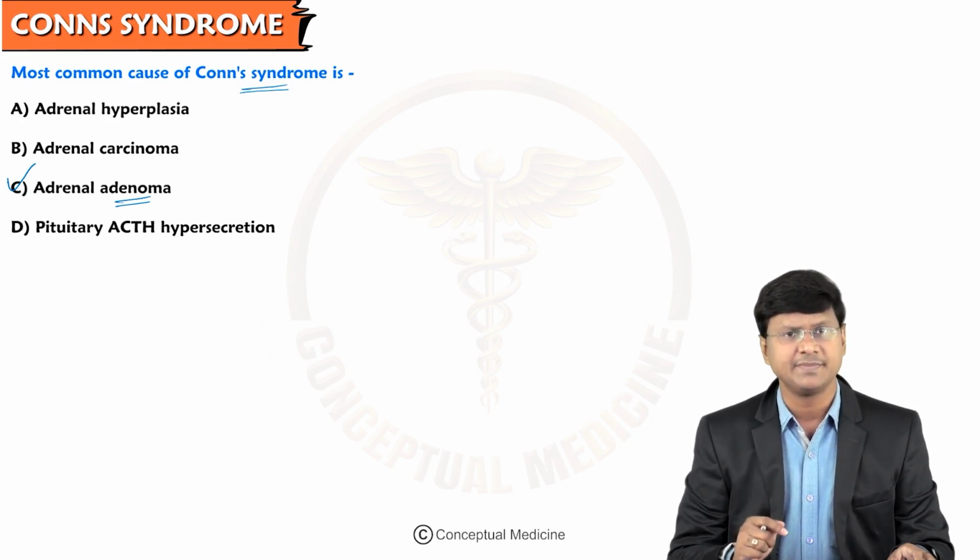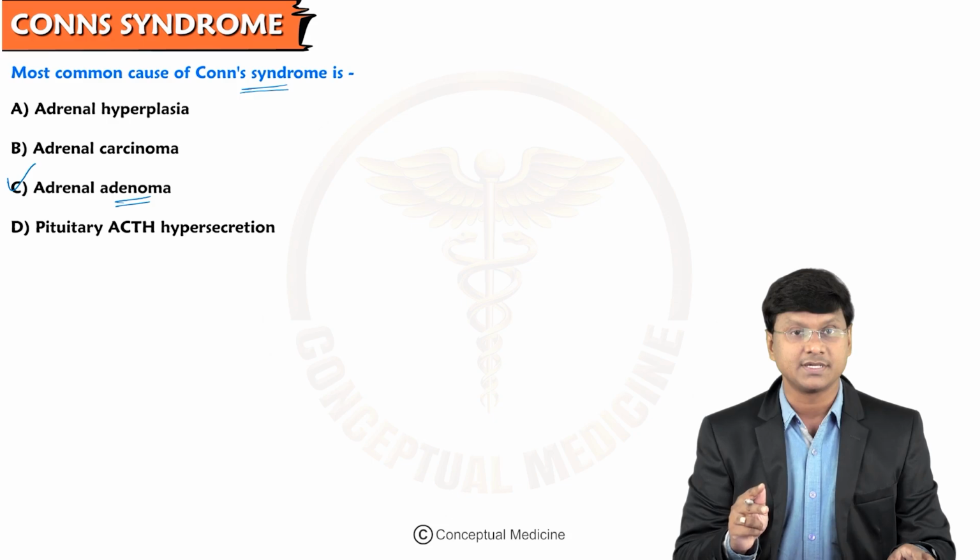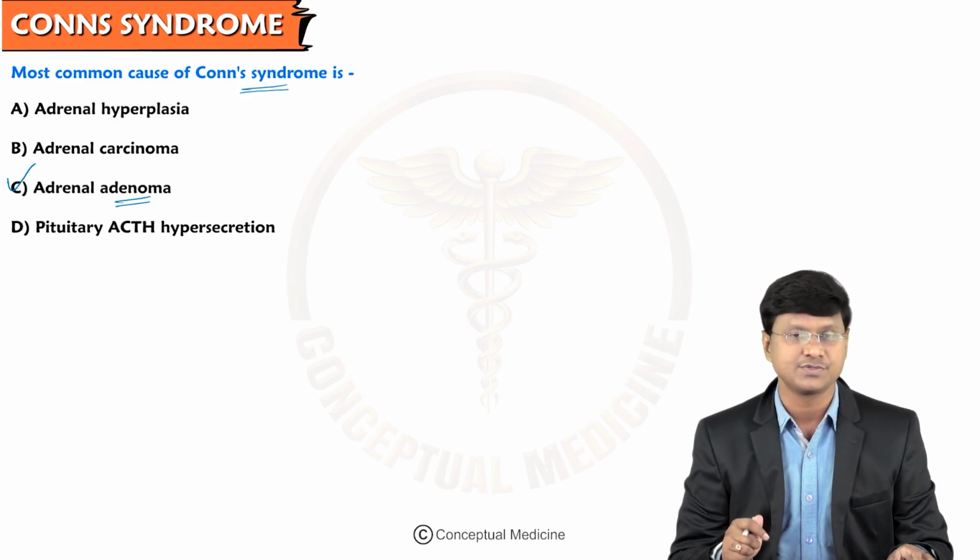Now, hyperaldosteronism is of two types. One is primary hyperaldosteronism and the other one is secondary hyperaldosteronism.